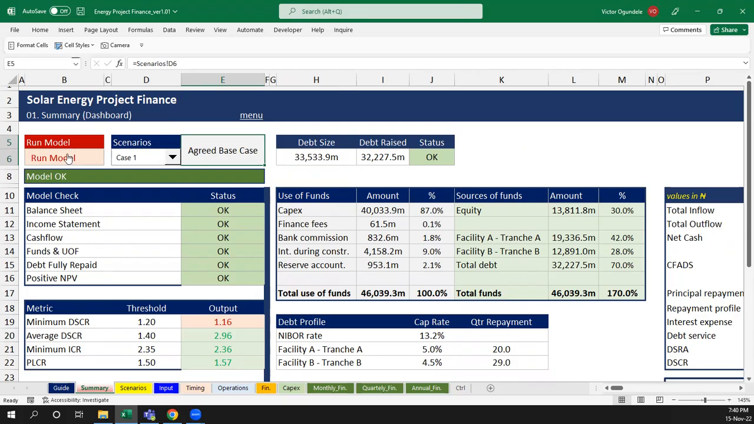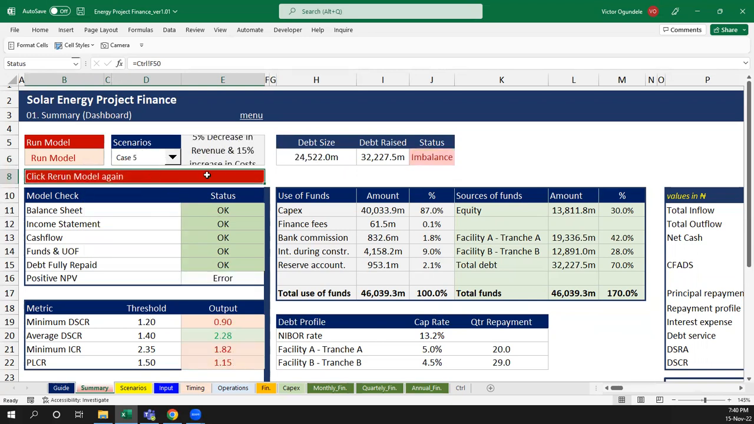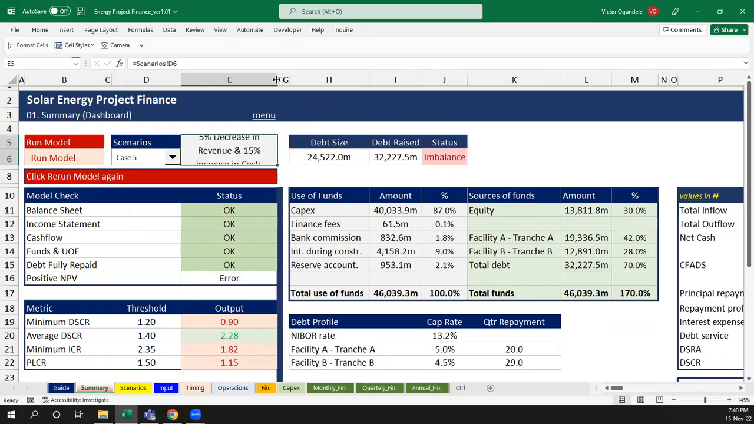Because of circularity and iteration, we just use a macro so that once you click this macro, it goes ahead, does the copy and paste, and then shows you that everything is okay. In case this one is not showing okay, let's assume I change this to case 5. So look at what happened. It is going to tell me what that case is, what we have there.